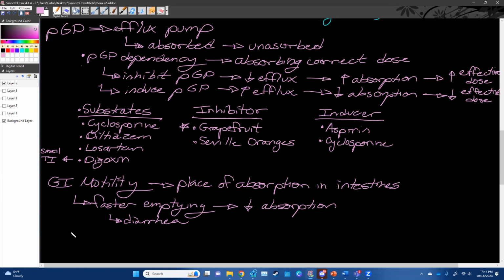What are some drugs that could change GI motility that you guys have learned? Such as on the last exam for PICL or for MedChem. Right. The muscarinic agonists and antagonists.